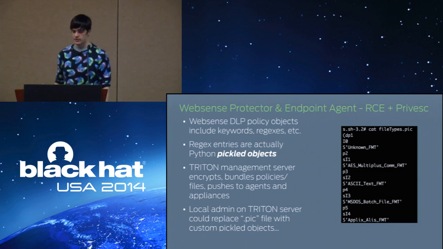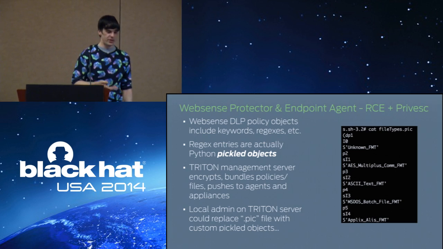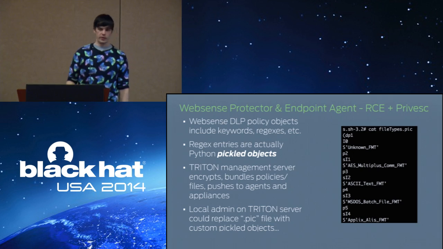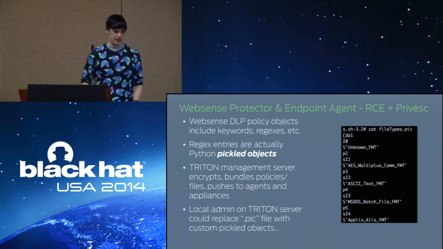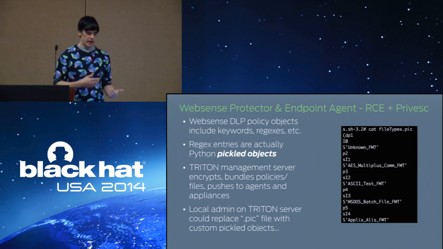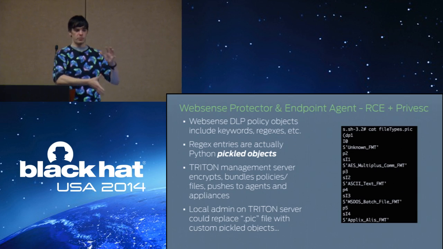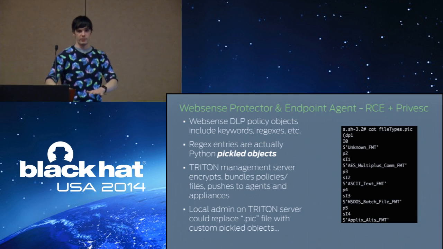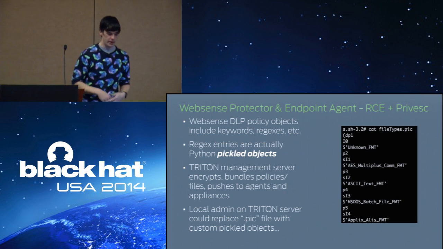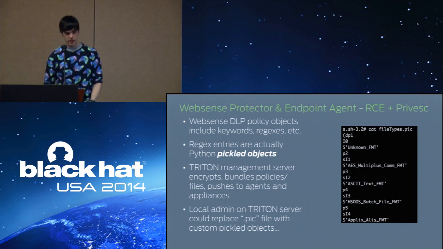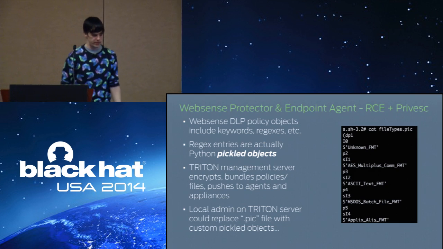This is just an example on the right. That screenshot is one of these .pic files, which is the extension they chose, not to be confused with PYC. This is one of their regular expressions that's been serialized to disk, file types.pic. So what happens is the Triton management server, when you build the policy out or use one of the existing policies, all the policy elements are encoded in this weird base 64 nonsense. Not base 64 encrypted, I understand the difference, that's not encryption. Encoded, and then pushed down to the agents and to the appliances. And then they're loaded during the policy update.